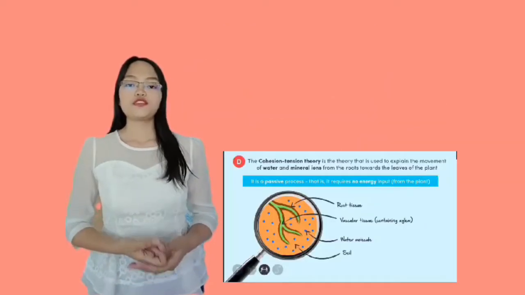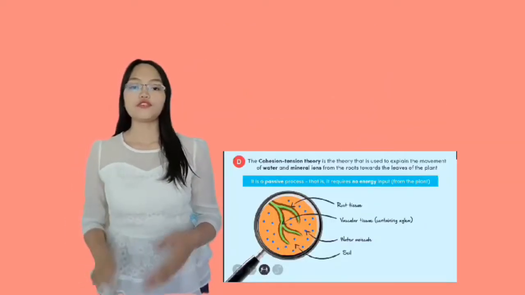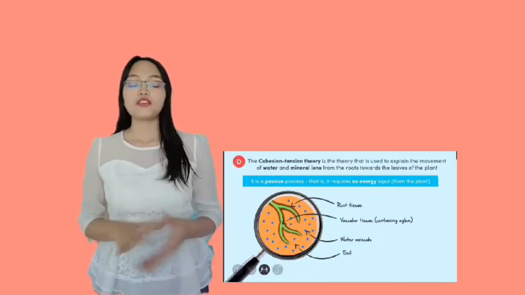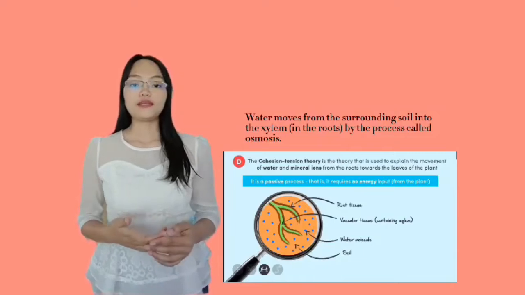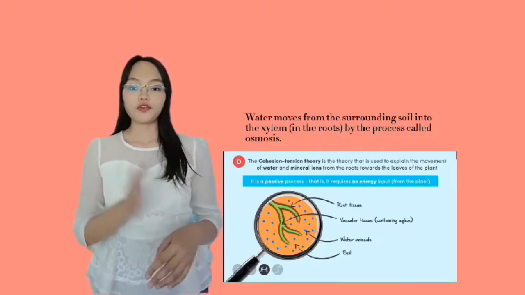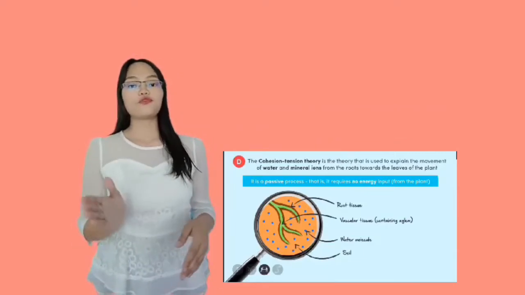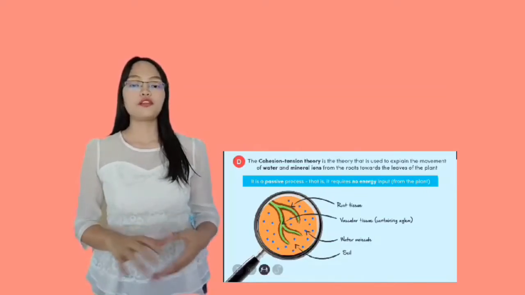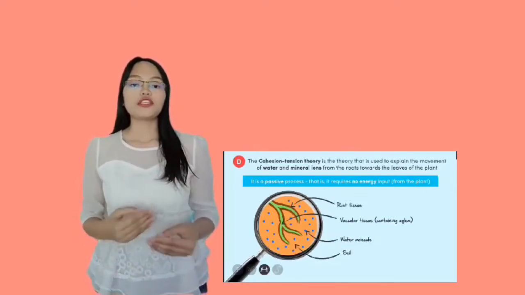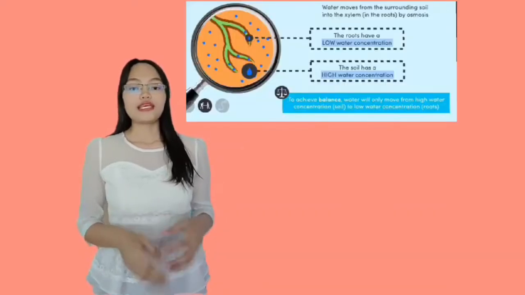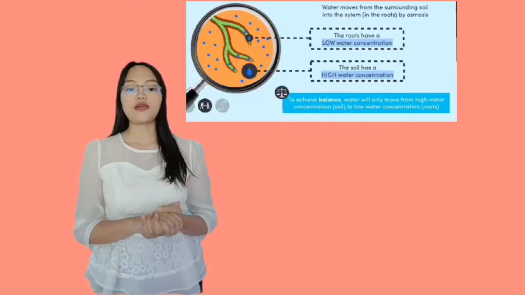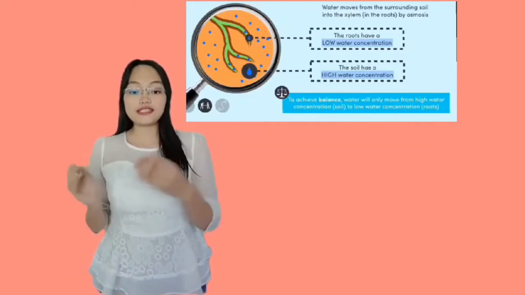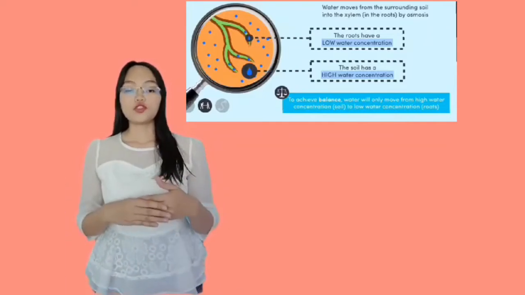Now we will zoom in on a section of the root. So this is the root tissue, the vascular tissue containing xylem, the water molecule, and the soil. Water moves from the surrounding soil into the xylem in the roots by the process called osmosis. Osmosis refers to the movement of water across a semi-permeable membrane, but the water doesn't just go wherever it wants. It needs balance, and to achieve this, water will only move from high water concentration, which is in the soil, to low water concentration, which is the roots.